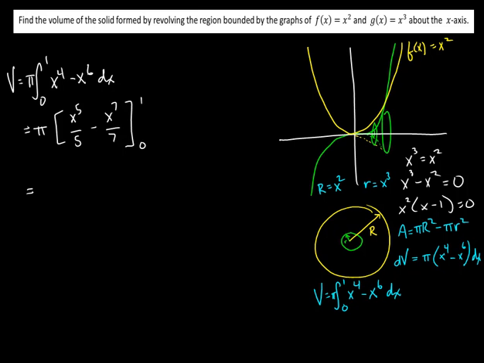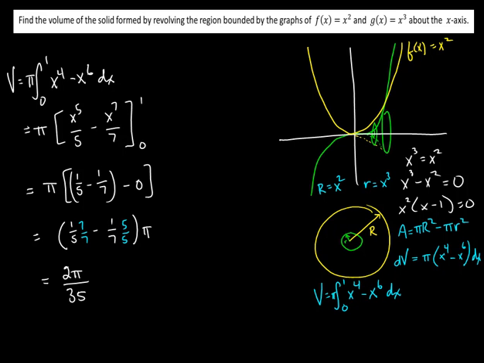We want to evaluate x to the 5th over 5 minus x to the 7th over 7 at 1, and that just gives us 1/5 minus 1/7. But then evaluating that expression at 0 just gives us 0. And so we end up with 1/5 minus 1/7 times pi. Using a common denominator of 35, we would end up with 2/35 pi, or 2 pi over 35.